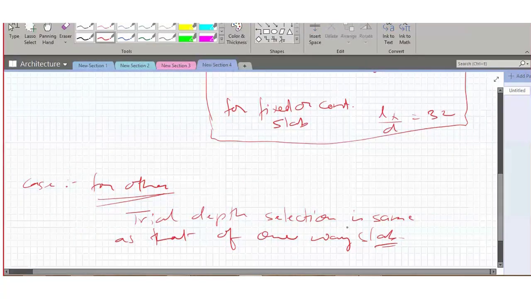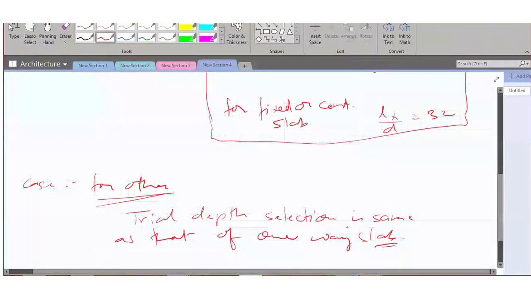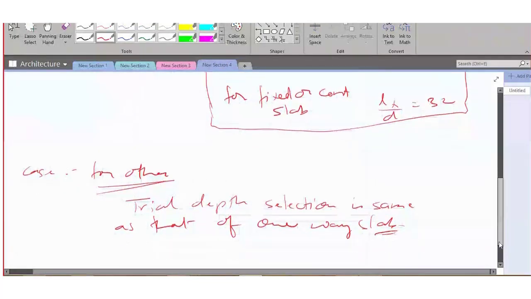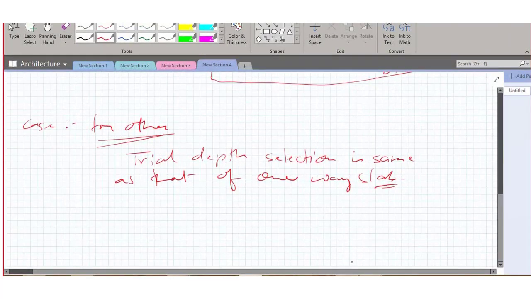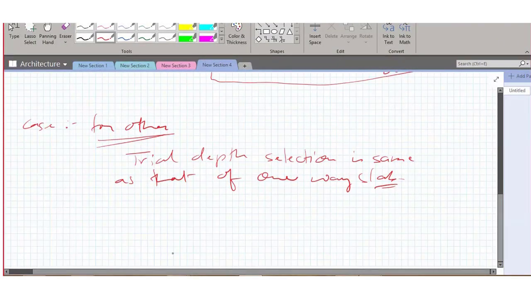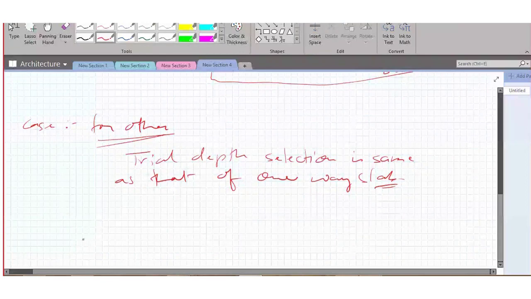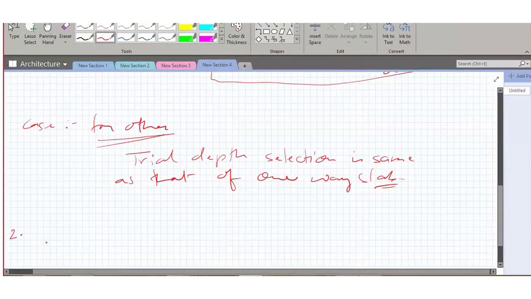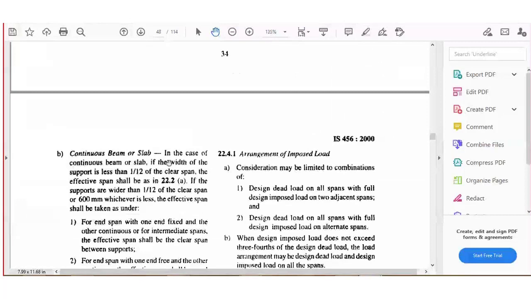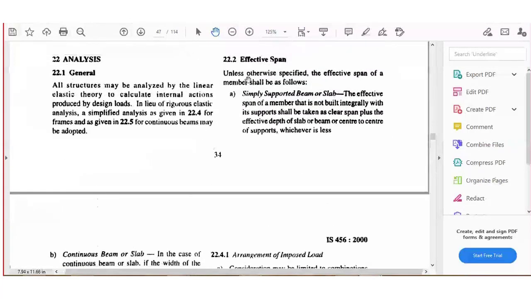Now, what is the next step? Once you select this trial depth, the next step is to compute the effective span Lx and Ly. We know how to compute this effective span, using the provisions of clause number 22.2. As per this clause, you compute the effective span Lx and Ly.